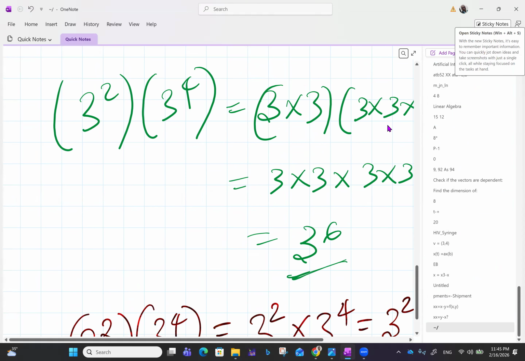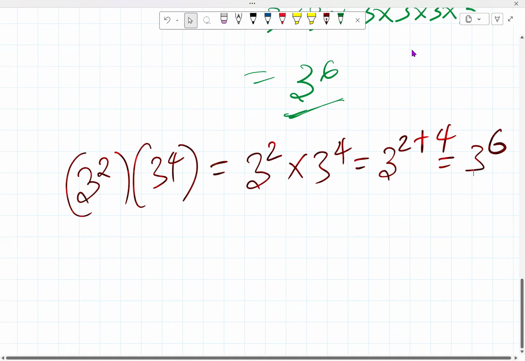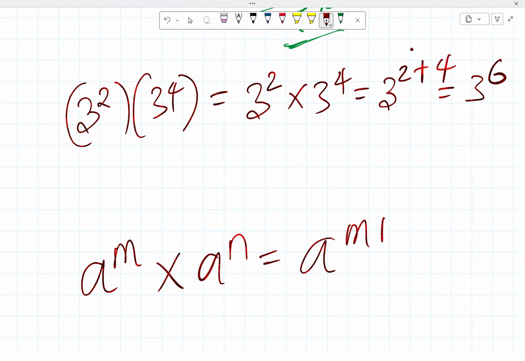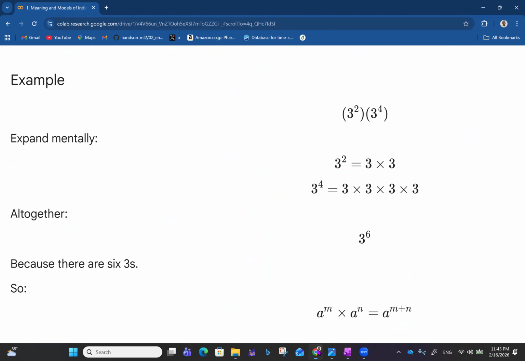And from there, we now see that we can have a general rule for indices. Of course, we're going to see the rules very soon. That if you have a raised to power m multiplied by a raised to power n, it is simply the same thing as a raised to power m plus n. Okay, we're going to see all the rules in the next video.